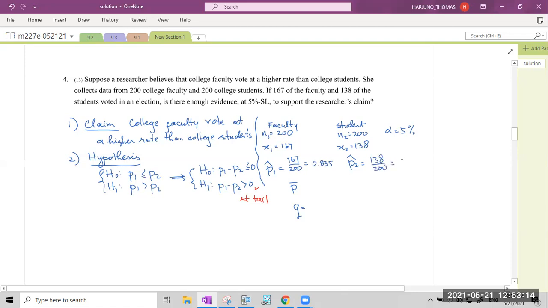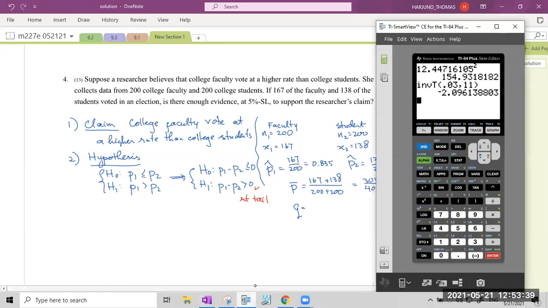That's 0.69. So P bar is 167 plus 138 over 200 plus 200. That will be 200, 305. Huh? Okay, let me use my calculator.